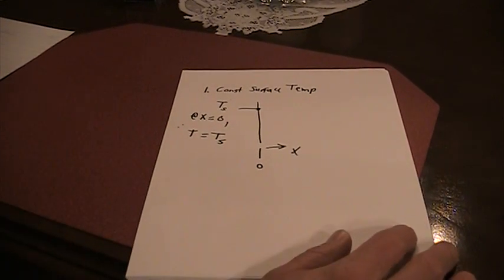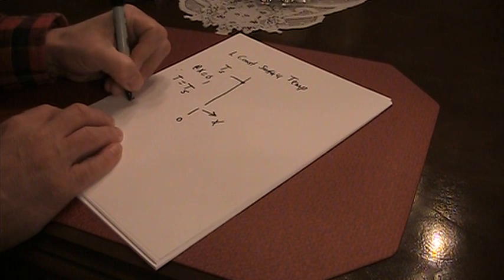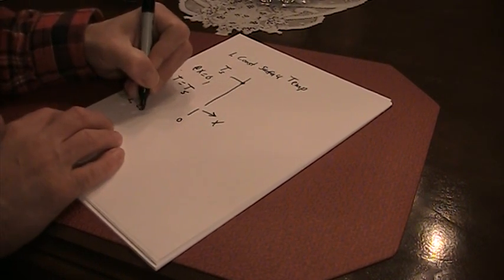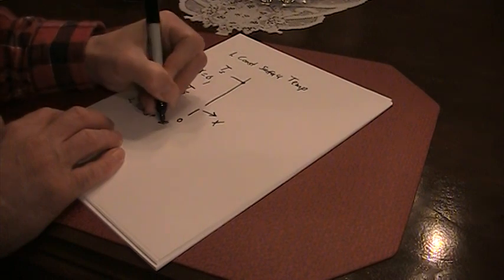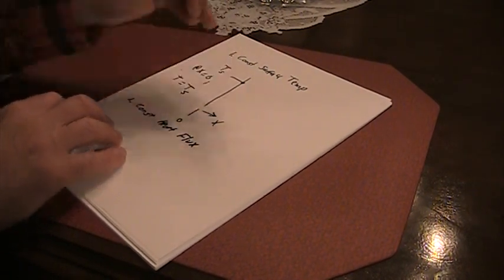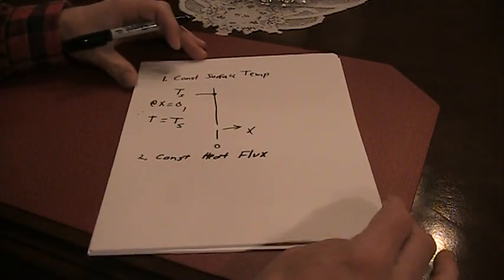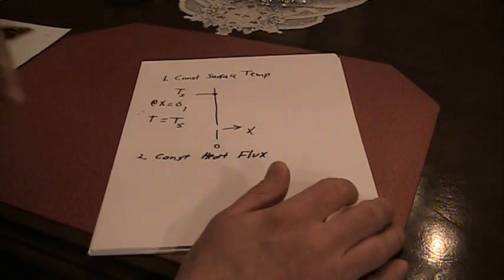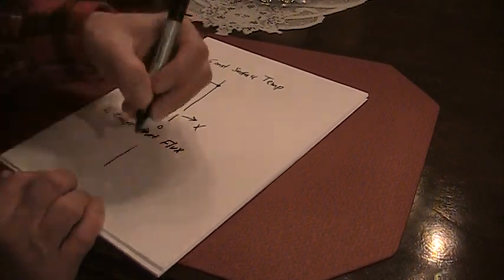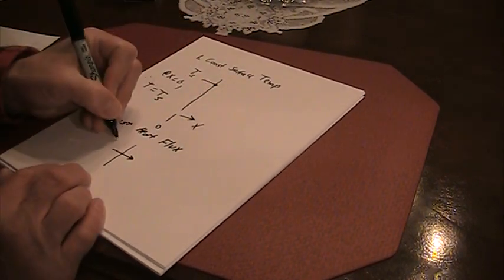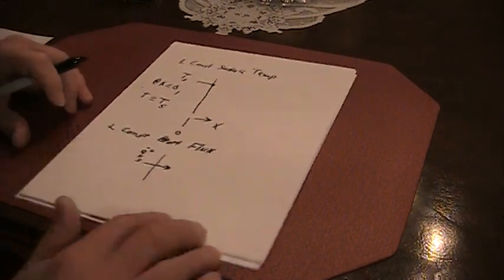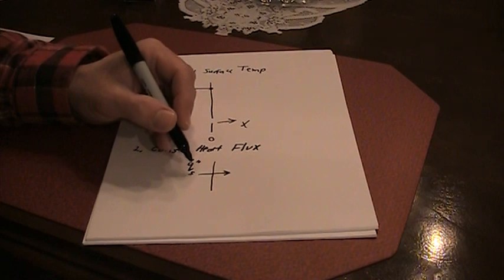A second boundary condition that you might have is a constant heat flux. Okay, and with this problem here, what you would have is, we'll call it Q dot double prime S.